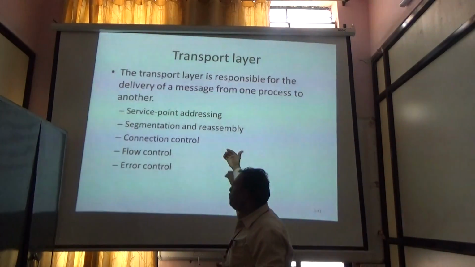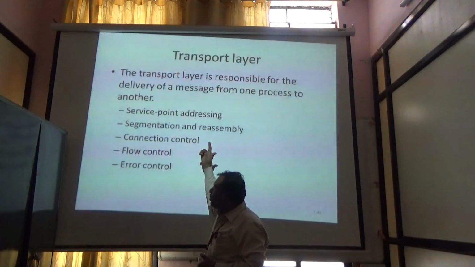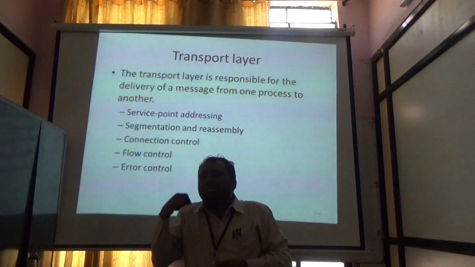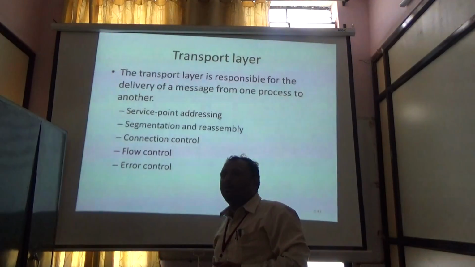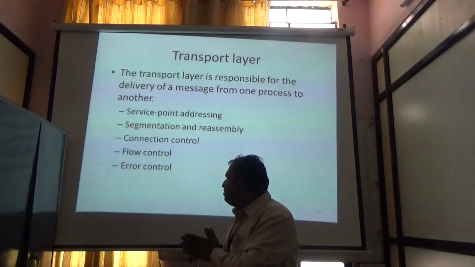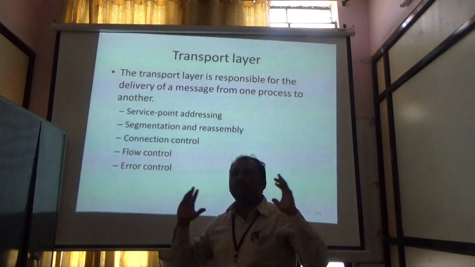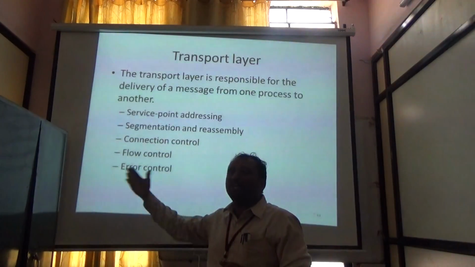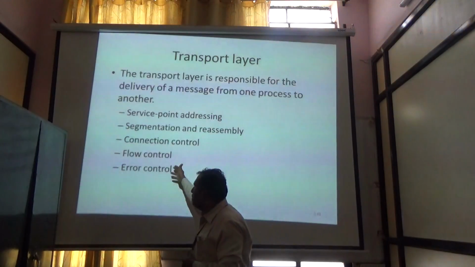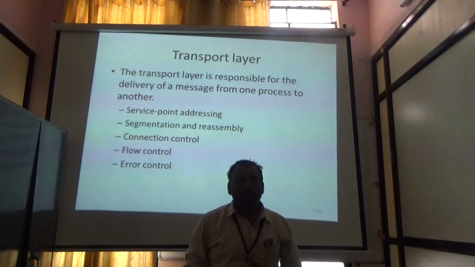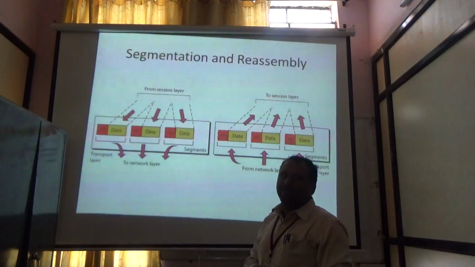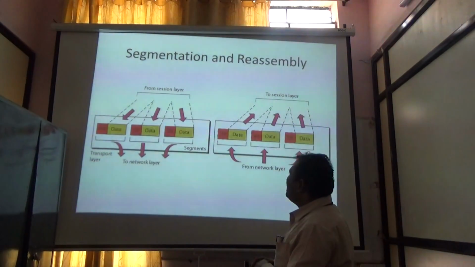Apart from that, it also focuses on connection control, flow control and error control. Flow control and error control here are a bit different from those in the DLL layer. The reason is that here we are talking about the global issue. That means for systems which are part of other networks, there also we need flow and error control. Next please. Now what exactly do we understand by segmentation and reassembly?